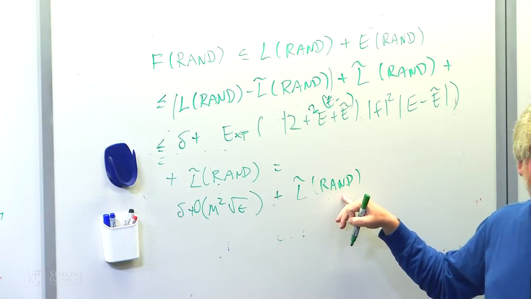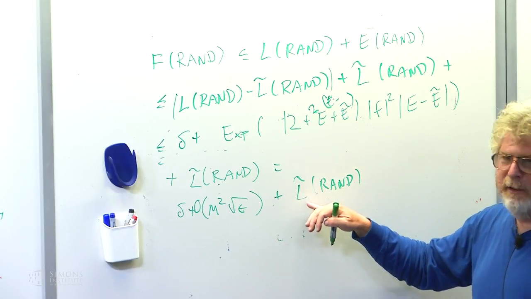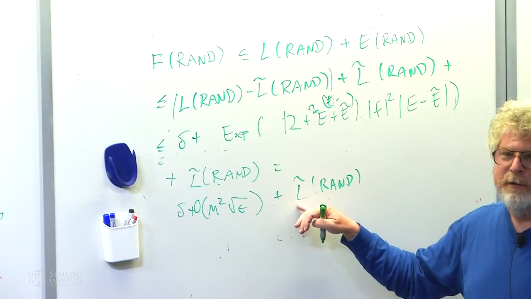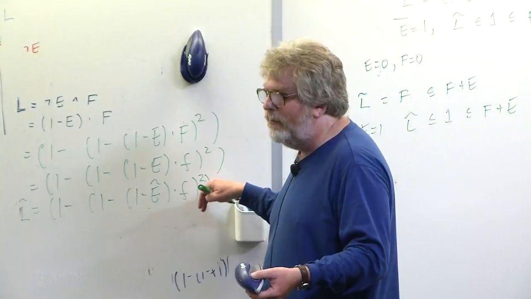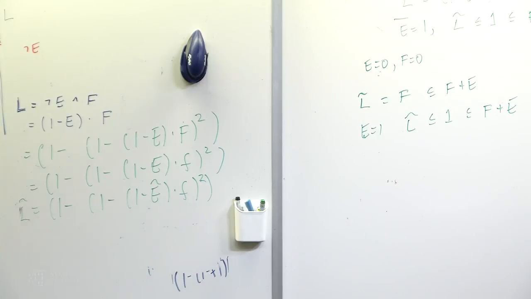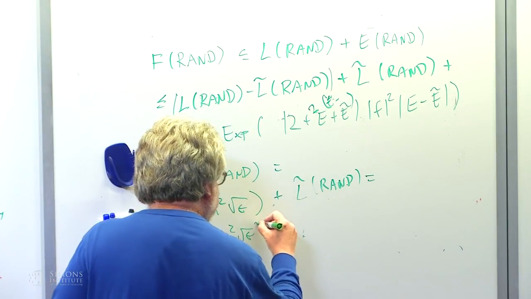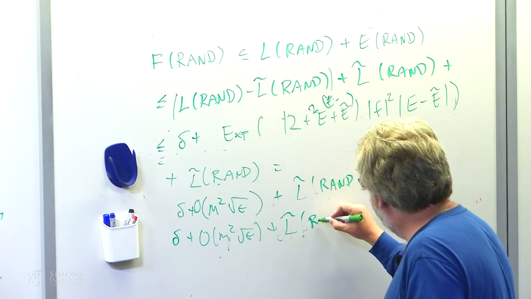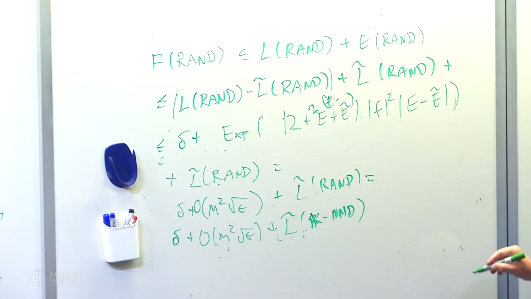What's L tilde of Rand? Here's where we use that k-wise independence exactly preserves the value of low degree polynomials. L tilde is a polynomial of degree roughly the degree of E plus the degree of F squared. So as long as we make k large enough compared to those two, what do we know about L tilde? We know L tilde is at most F plus E over any distribution.